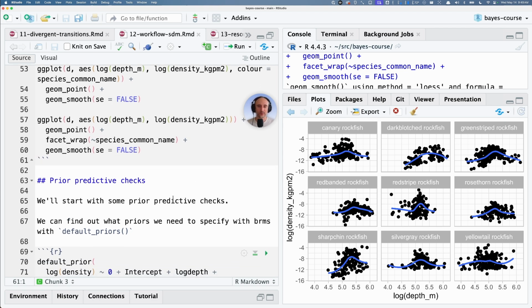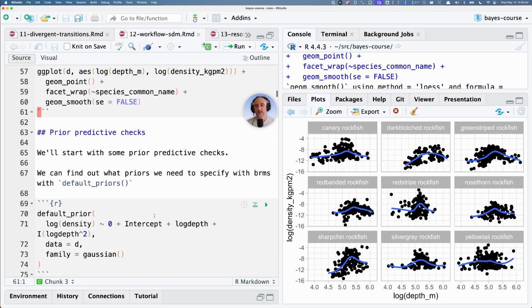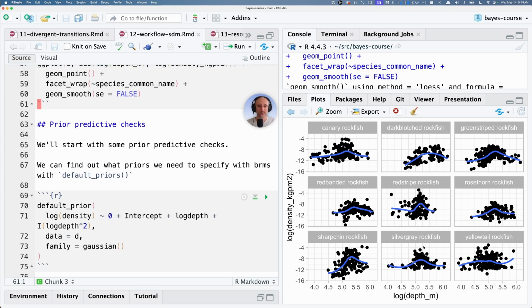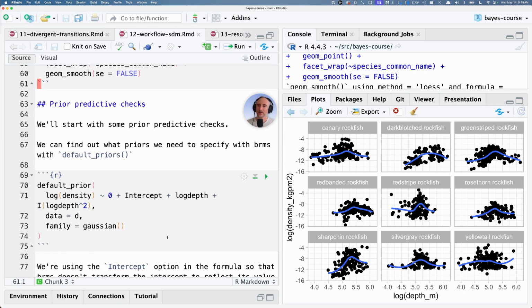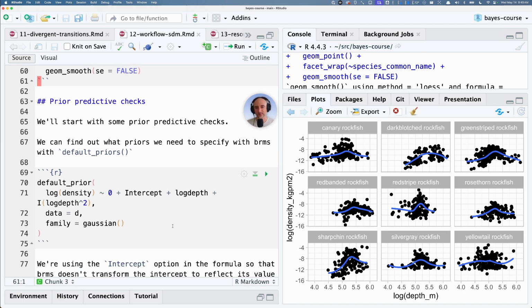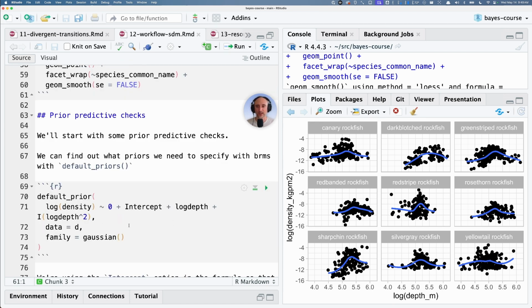And that also means that our predictors act multiplicatively on density as opposed to additively. So for a unit change in x, we're causing a multiplicative change in expected density. So the first thing we need to do, now that we've done a little bit of data exploration and have an idea of what we're working with, is think about some prior predictive checks.